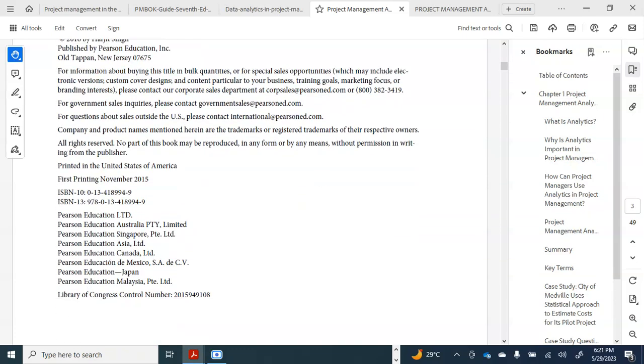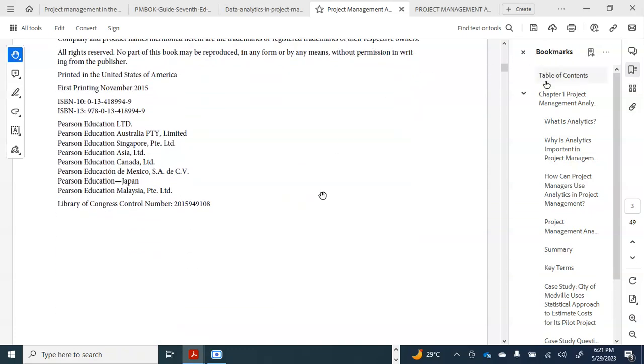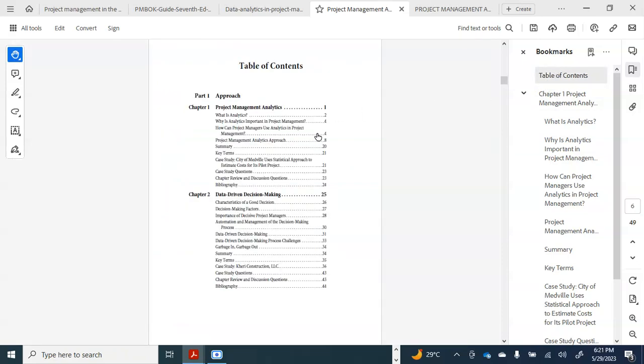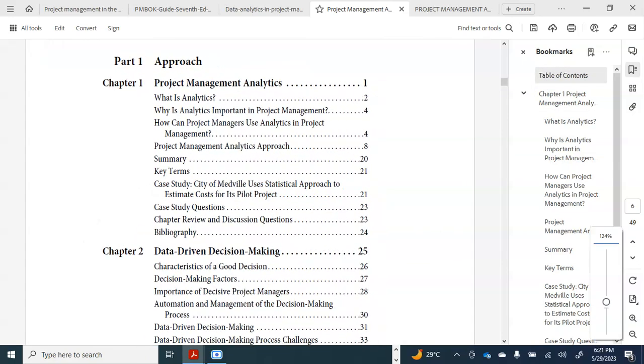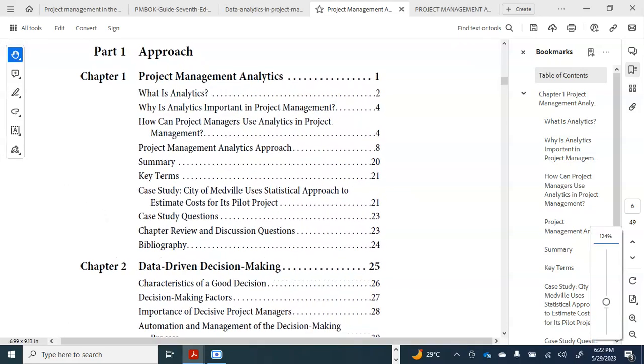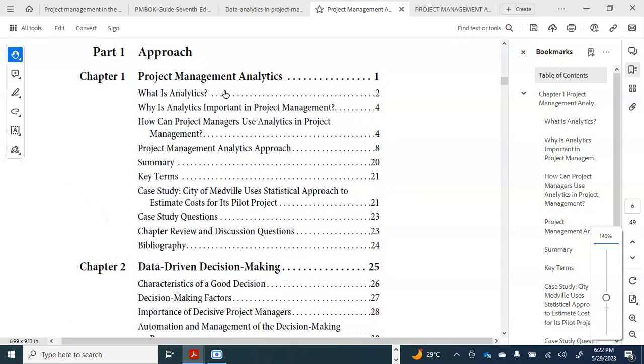So let's proceed to the main content. Look at the contents. You agree with me that this content is very rich. So, project management analytics: what is analytics? Why is analytics important in project management? How can project managers use analytics in project management?